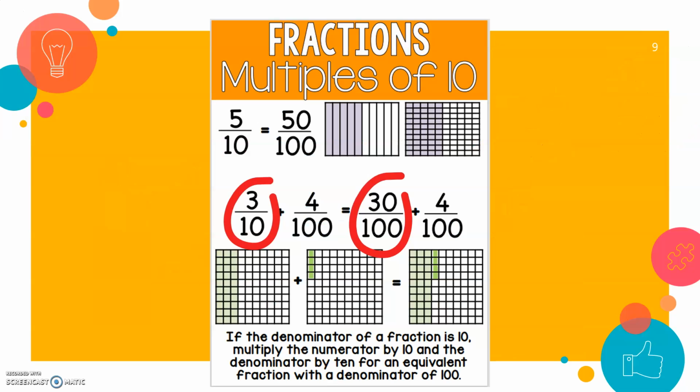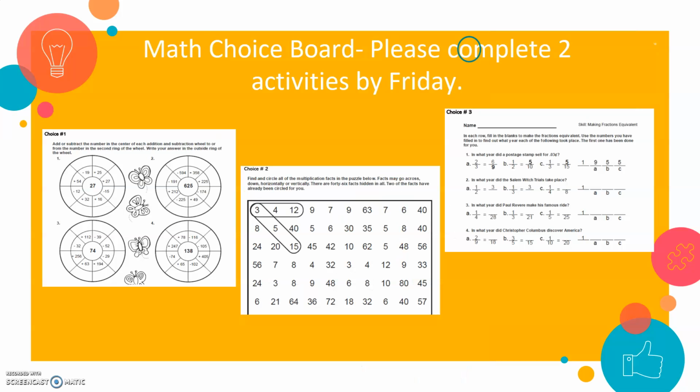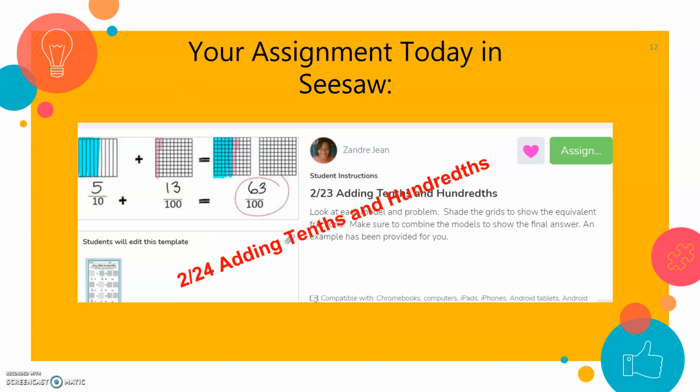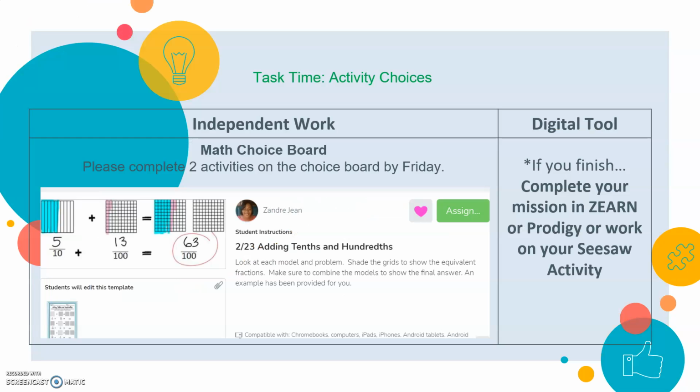There is this fractions multiples of 10 poster that is available to you on Seesaw as just like a guide for your journal if you want to use it. I'll make sure that that's on there for you. As usual, you have your math choice board you're working on this week. So choose 2 activities. And then this is your task today. You are practicing adding tenths and hundredths using visual models. All right. If you finish your task today, you can work on your choice board.